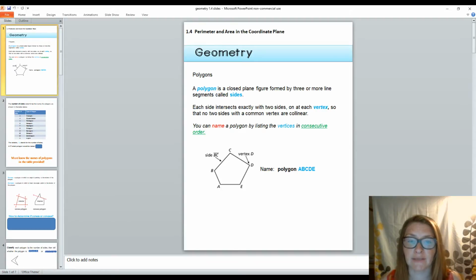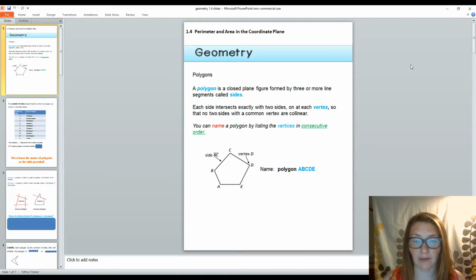Each side intersects exactly two sides, and when two sides meet at a point, we call it a vertex. So there are no two sides with a common vertex. You can see in my picture here, I have labeled D as a vertex. Each one of these is a vertex. We're just showing that D was an example of one. CD, DE, EA, AB, and BC are all sides of this polygon.